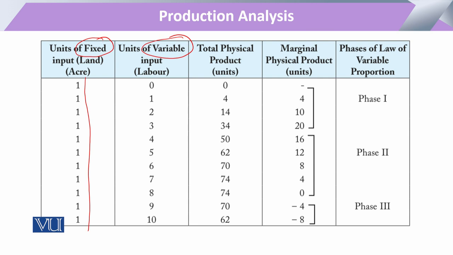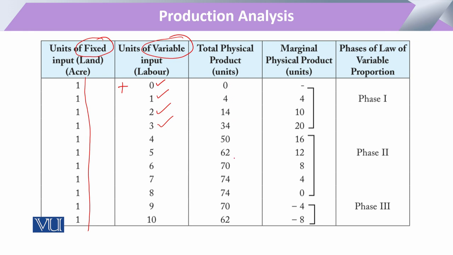Now, when we come to the variable number of inputs, it means now the entrepreneur is going to decide that for this fixed proportion of the acre, or there can be other plant or machinery, he is having here zero level of the input. At the second stage, he has added one input, then again one more, then one more. So he is adding the variables. And with the combination of this fixed and this one variable, now there is total physical product. So at the start it was 0 and then 4, 14 and like this.